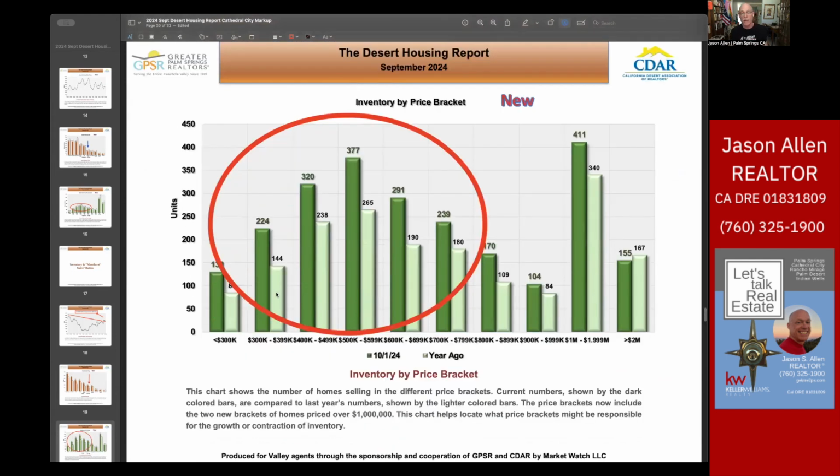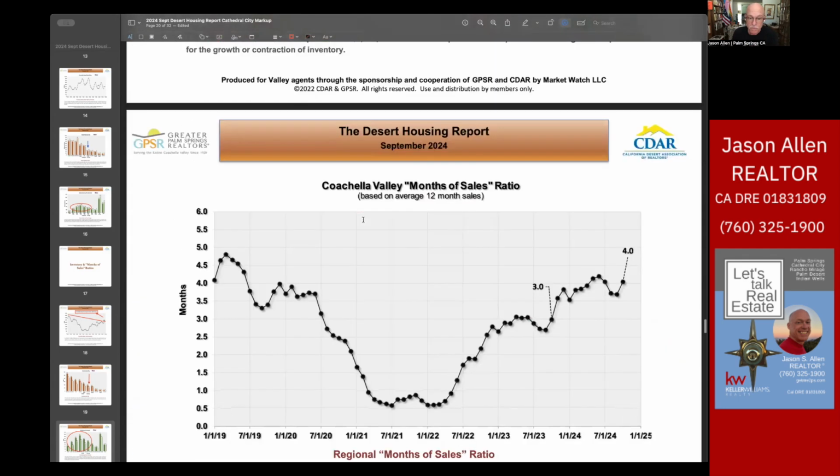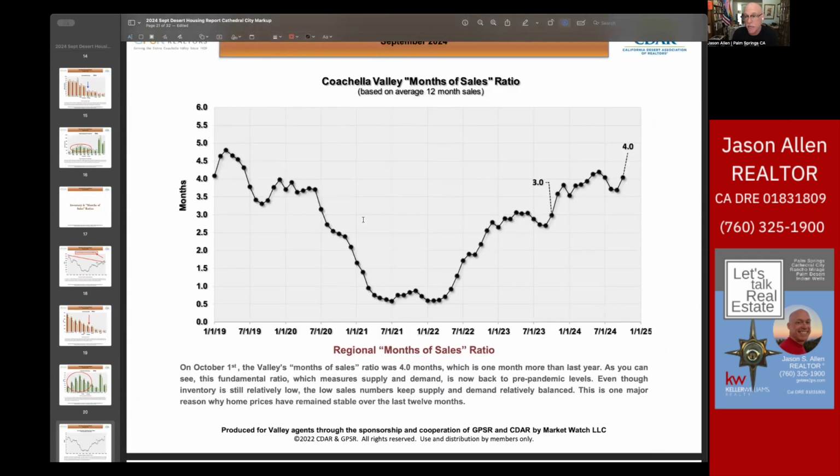And then inventory by price bracket. So this is taking this aggregate that I just showed you and slicing it across the entire valley, but looking at price bracket. So if you're in the $500,000 to $600,000 price bracket, you can see that you've got more to choose from compared to a year ago. And then months of sale ratio essentially is like how long would it take us to absorb all of the inventory throughout the entire valley if no new inventory came on? About 4 months. And that's purely theoretical.